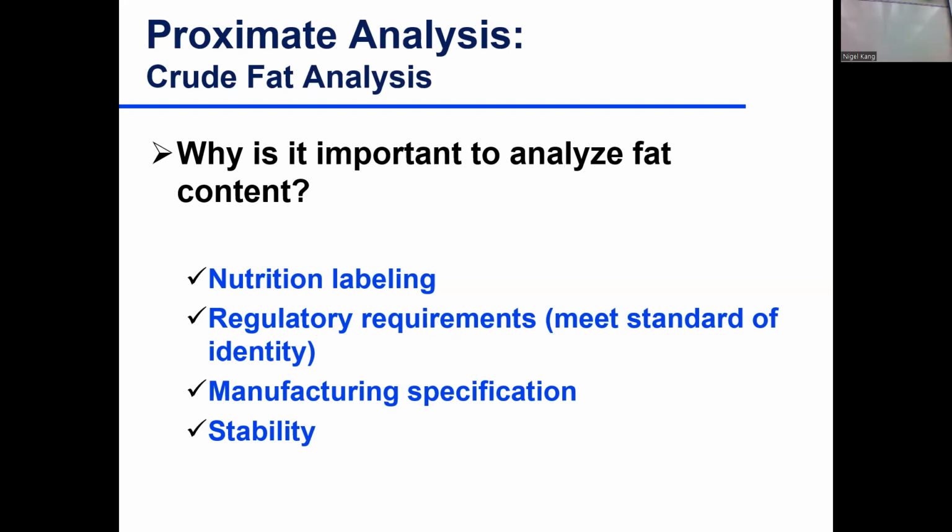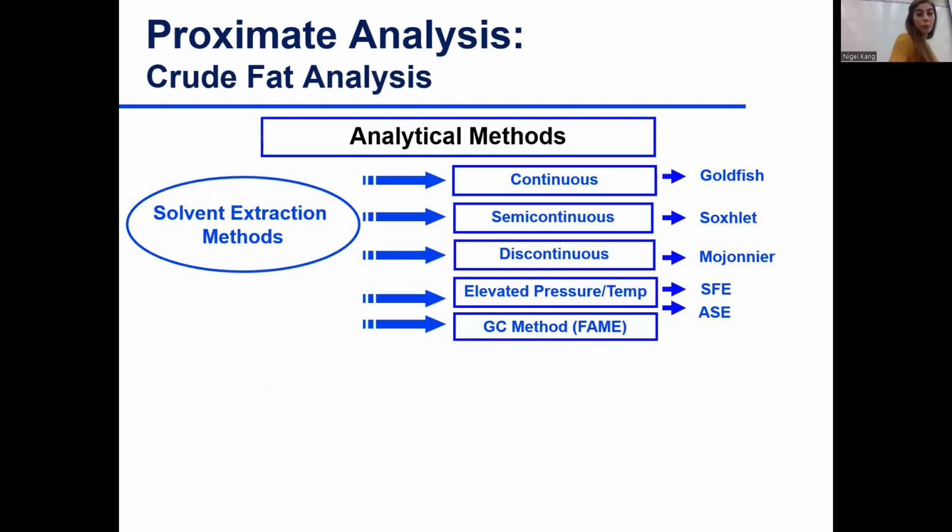And manufacturing specifications. Sometimes we want to sell an ingredient. So the buyer needs to know, okay, how much protein that ingredient has, how much fat content that ingredient has. So we need to know the fat content of that ingredient that we are selling. So manufacturing specification is another important factor. And then stability or shelf life, because lipids are really, really susceptible to oxidation, which you studied about in food chemistry.